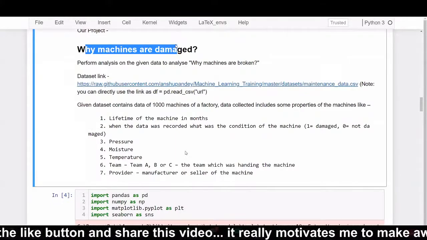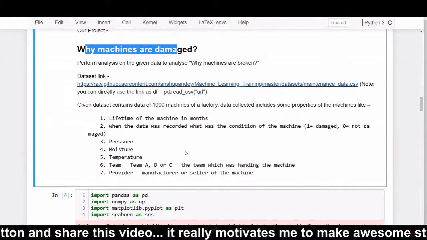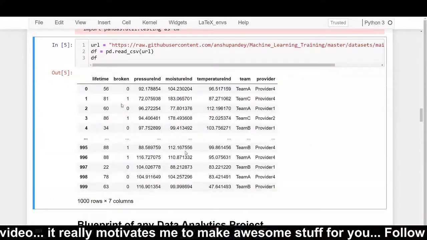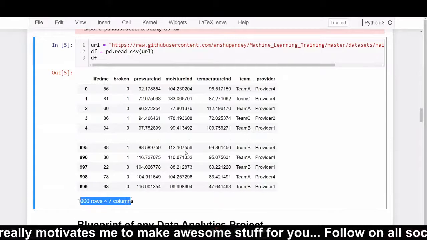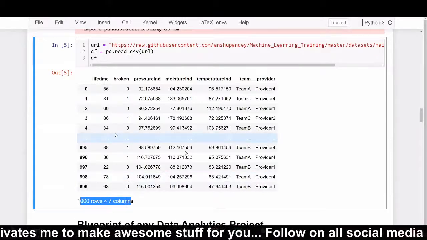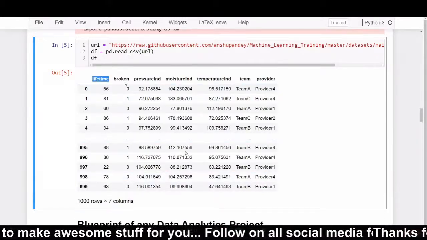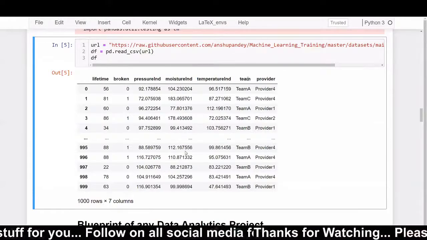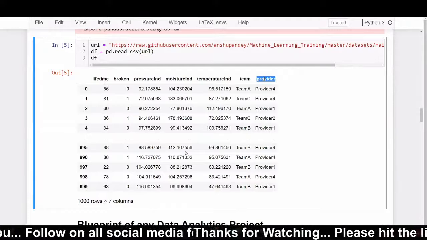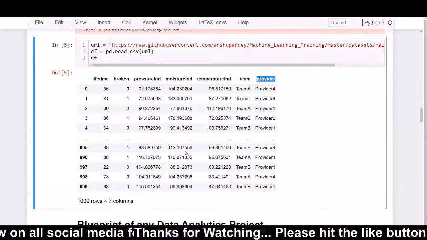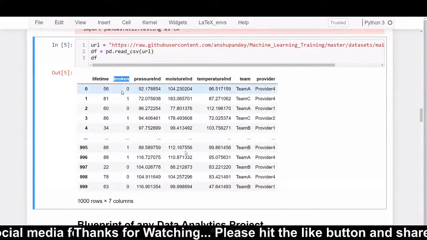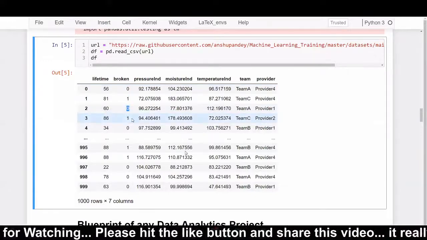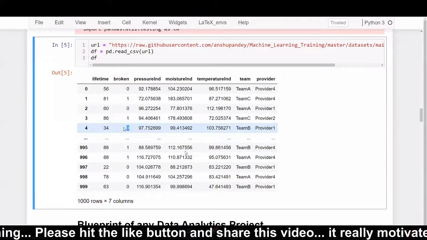So this is the project we're going to work with, and as you can see, we have a data set of around 1,000 machines with 7 columns. For each machine, we have lifetime, broken, pressure, moisture, temperature, team, and provider, right? So these are the attributes that we have. And the broken column simply shows whether the machine is damaged or not damaged.